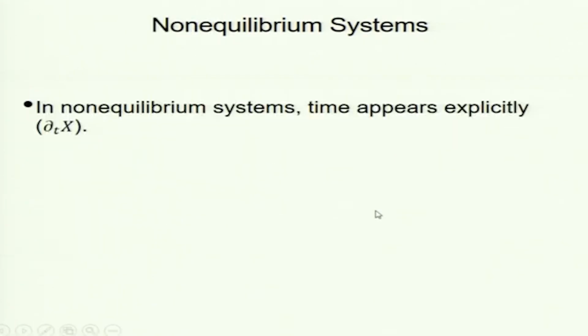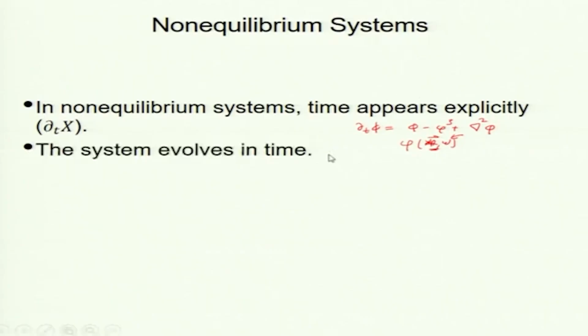Non-equilibrium systems, time will come explicitly. If I were dealing with phi 4 theory, then I had to worry about this d by dt of phi. So this will be like phi minus phi cube plus Laplacian phi, and this phi d by dt will be playing a role. So I had to write phi as a function of x, well, k and omega. The wave number k which we used before, but the frequency will also come into play. So the system will evolve in time.